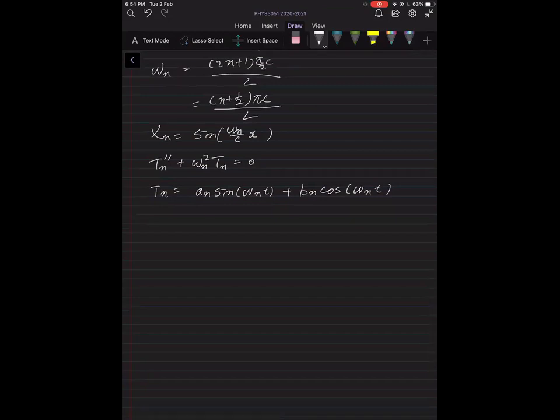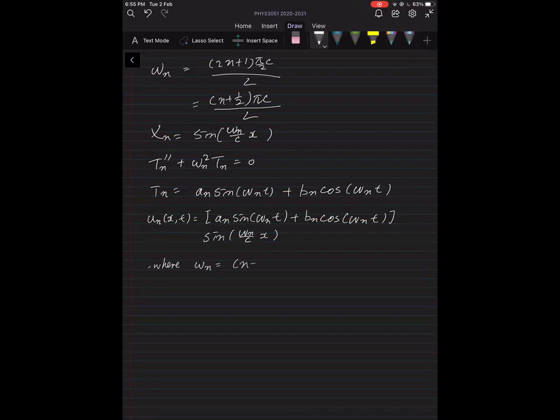So the so-called normal modes are u(x,t) equals A_n sine omega n t plus B_n cosine omega n t, times sine omega n over c x, where omega n equals (n plus 1/2) pi c over L. So this is a so-called normal mode.